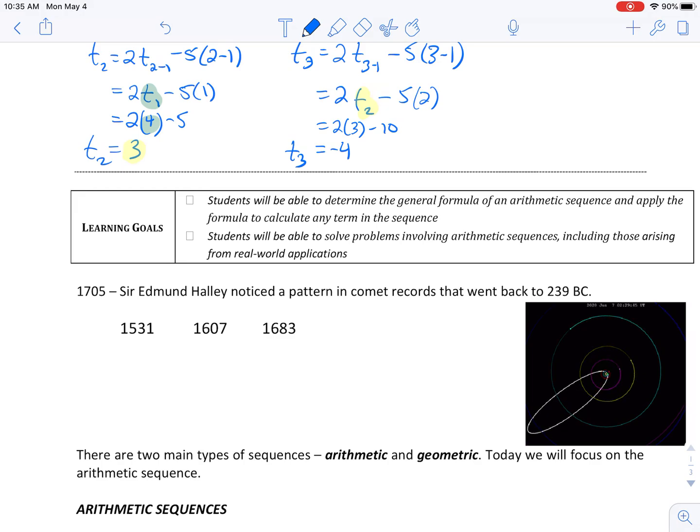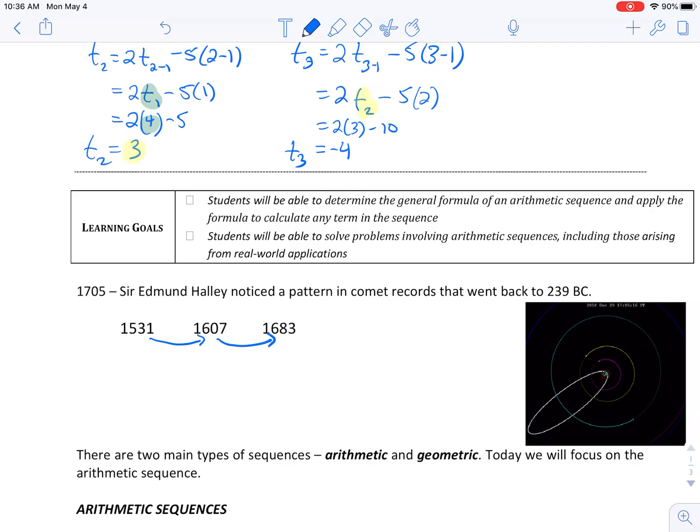As mentioned, we're going to look at specific types of sequences, and there's really two major types of sequences. One is arithmetic and the other is geometric. For the arithmetic, if I look at this example here, you may have heard of this famous comet called Halley's Comet. If not, it was discovered by this guy in 1705, Sir Edmund Halley, and he looked back on celestial records that went back to 2039 BC.